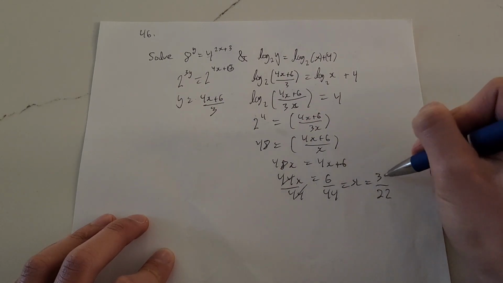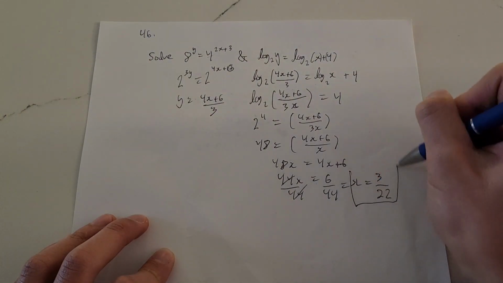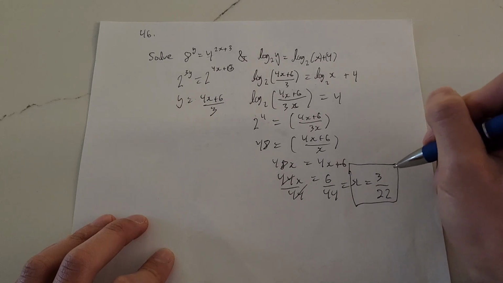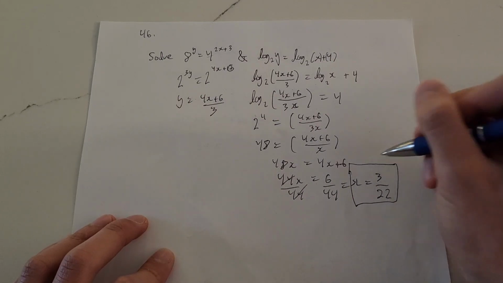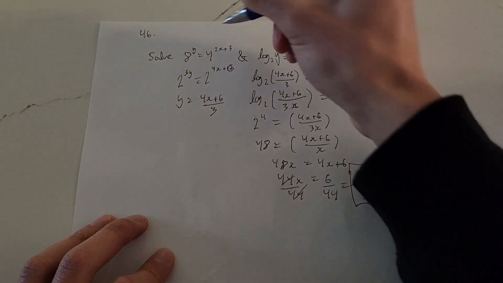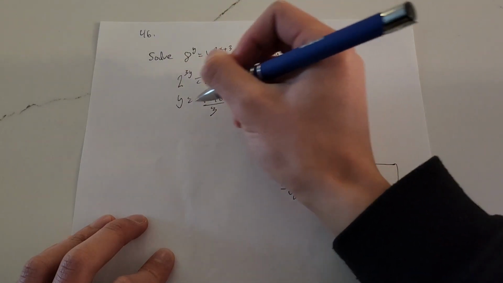And is x a positive number? And does it work in both equations? Yes, it does. Therefore, it's a valid answer. So now that we've solved for x, we're now going to solve for y. And since we already know x, all we need to do is plug it into an equation to solve for y. So I have the equation here that can be rewritten.